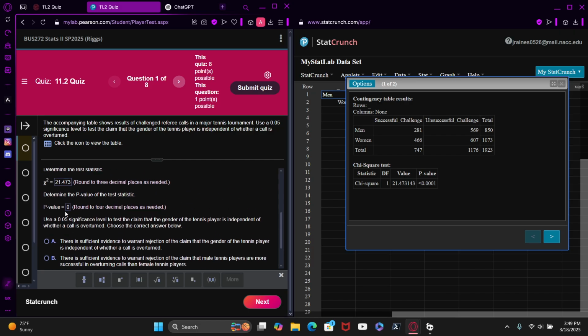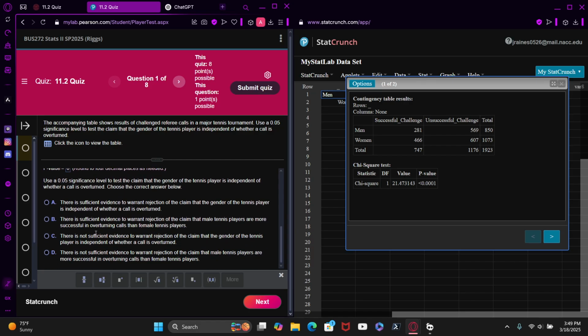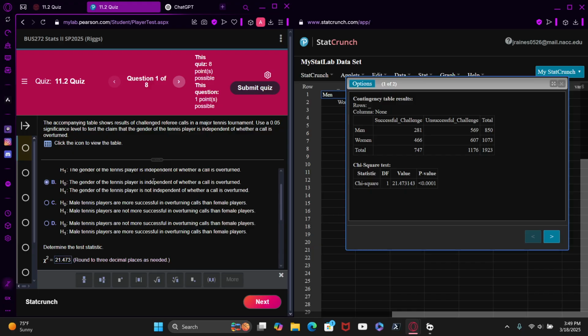Okay, so if the p is low, the null must go, which means there is sufficient evidence to warrant rejection, but you got to figure out which one it is. Half of stats is word problems. If you figure out the slight differences between them, then you'll get it. There's sufficient evidence to warrant rejection of the claim that the gender of the tennis player is independent of whether the call is overturned. The option saying male tennis players are more successful in overturning calls is not what we were testing. We were testing that gender is independent.